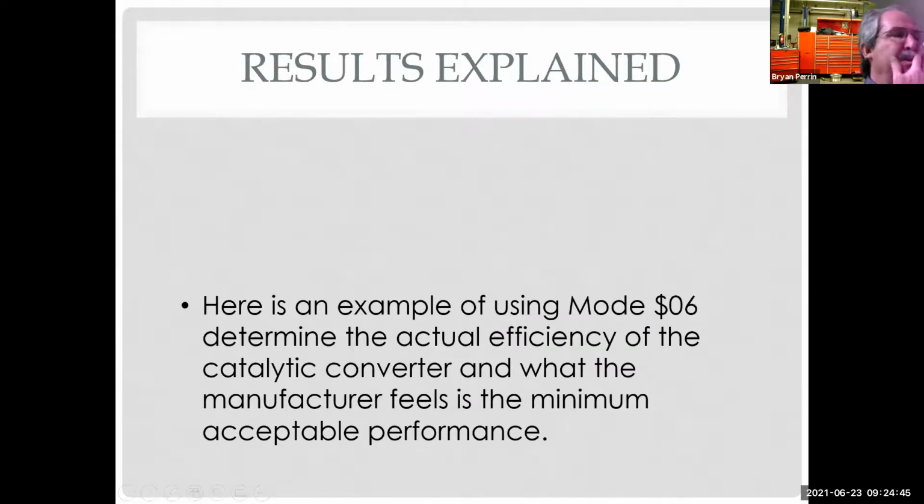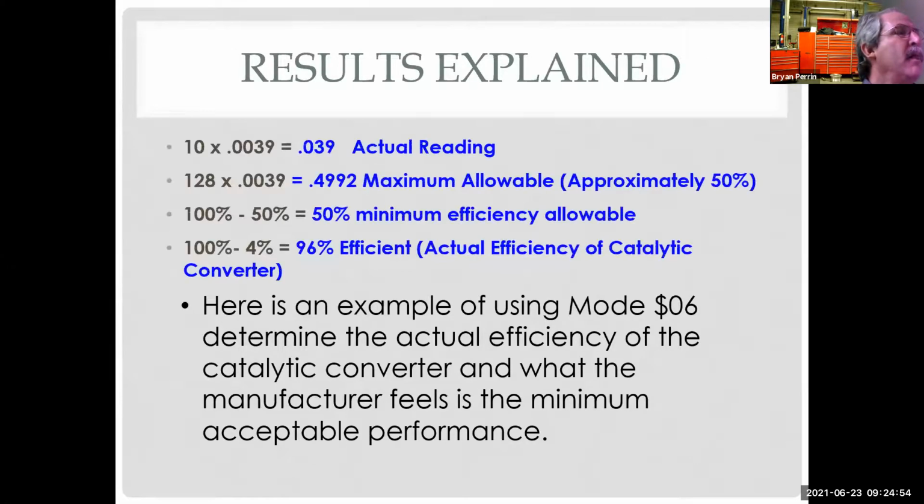So here's an example of using mode 6 to determine the actual converter efficiency of the catalytic converter and what the manufacturer feels is minimum acceptable performance. If I take my 10 times 0.0039, I come up with 0.039 or approximately 4%. If I take the 128, which is my limit, times 0.0039, I come up with 0.4992. Maximum allowable, approximately 50% of deterioration. So 50% minimum efficiency is allowable.